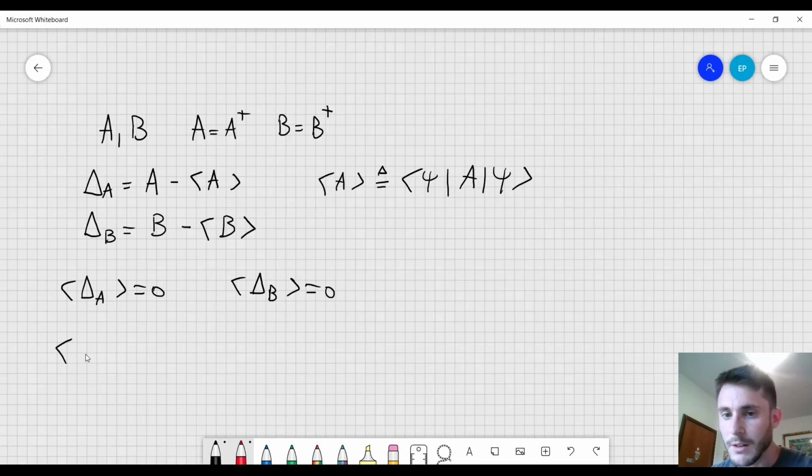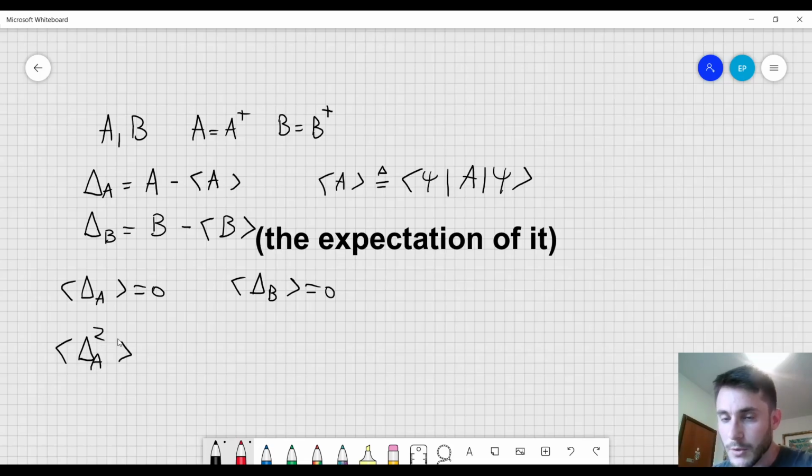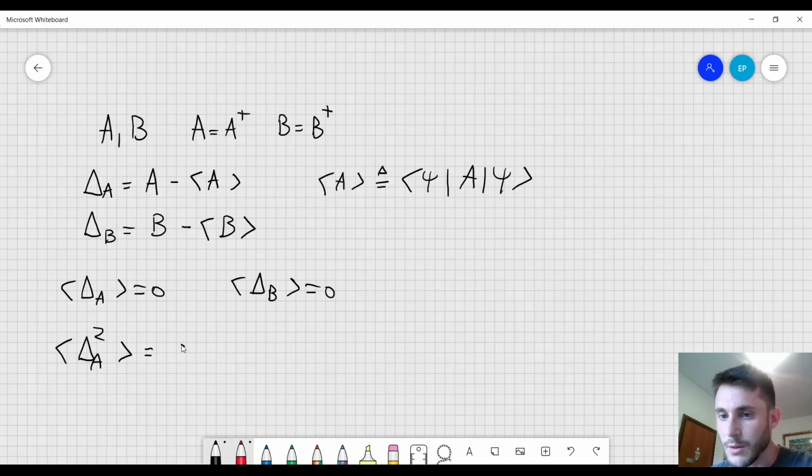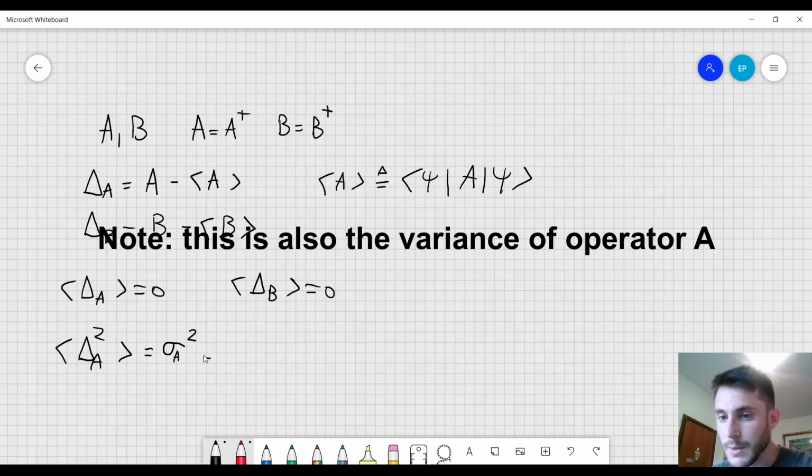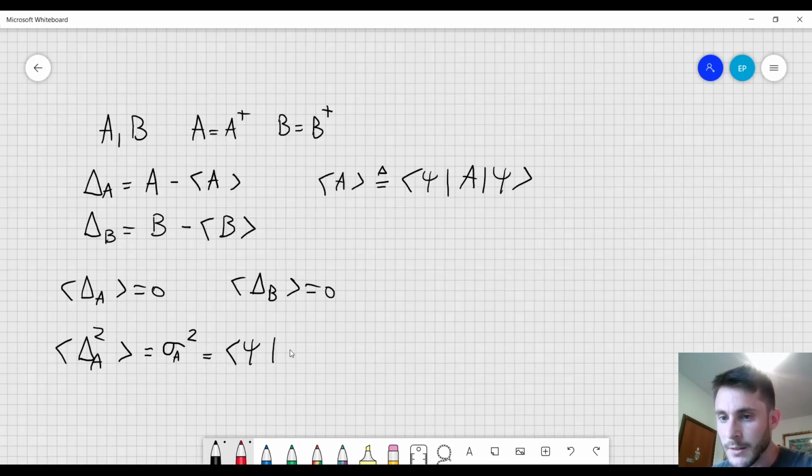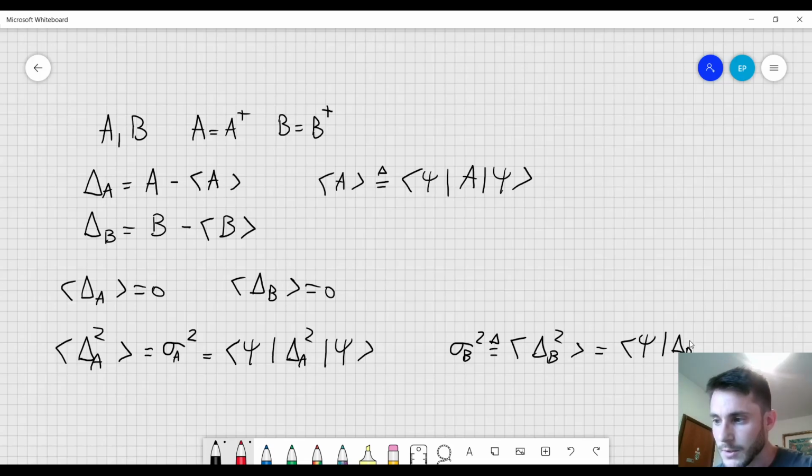Whereas if we want to calculate the variance of these two operators, we have to calculate delta sub A squared, because of course the mean is equal to 0, therefore this is equal to the variance, which I can call sigma sub A squared. It is by definition equal to psi acting on delta sub A squared psi, and something similar for sigma B. So we can define sigma B squared as the expectation of delta sub B squared, which is equal to psi delta sub B squared psi.